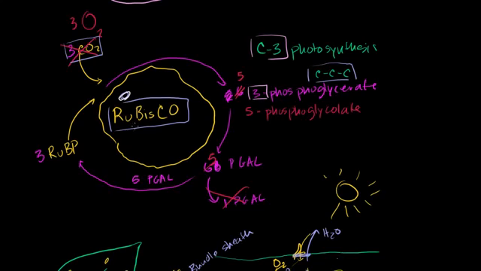A couple of videos ago, we saw that in classic C3 photosynthesis, and once again, it's called C3 because the first time that carbon dioxide is fixed, it's fixed into a 3 carbon molecule.